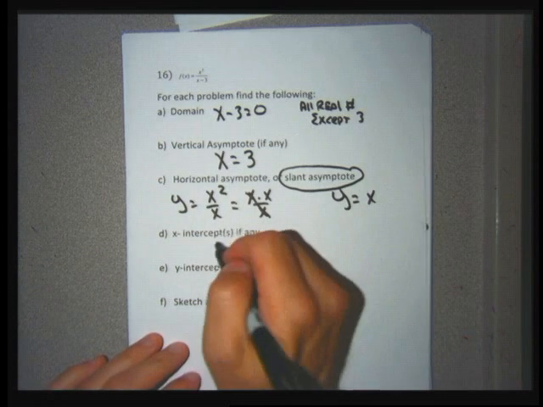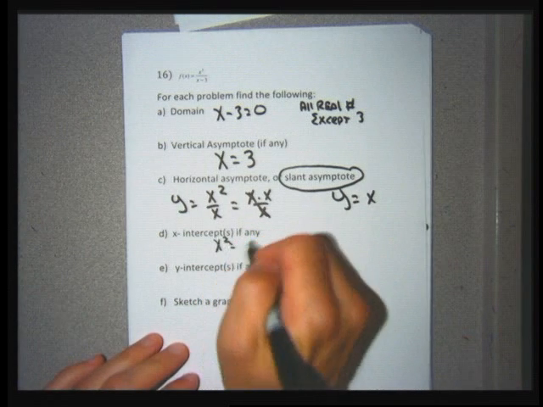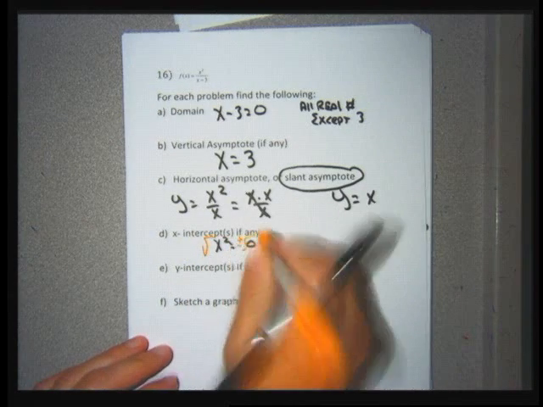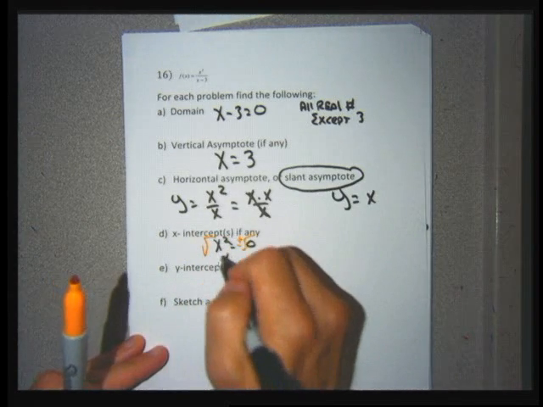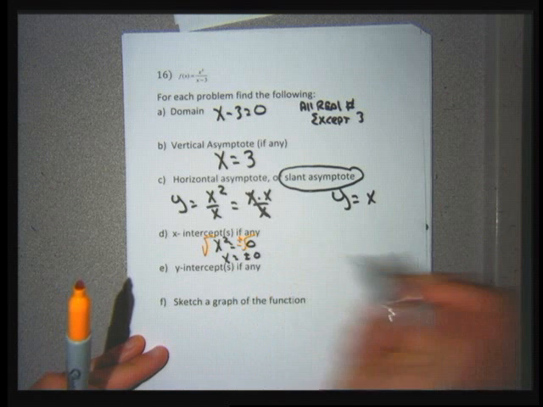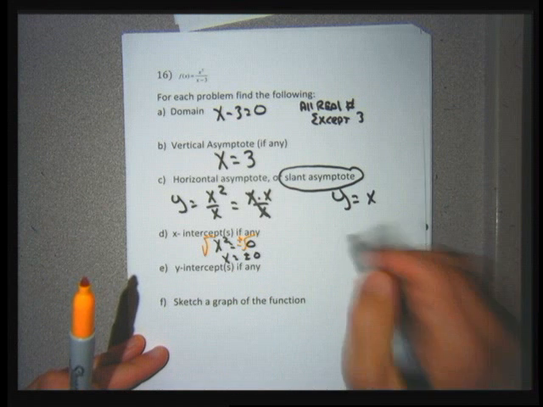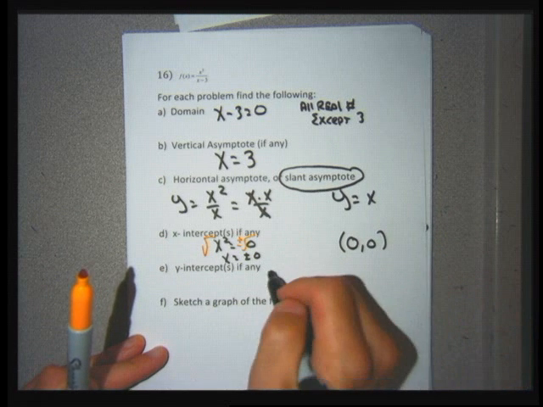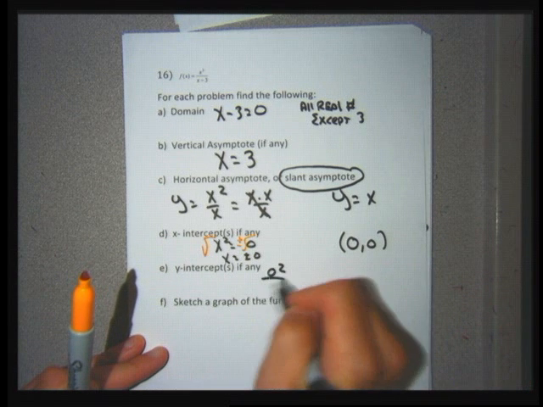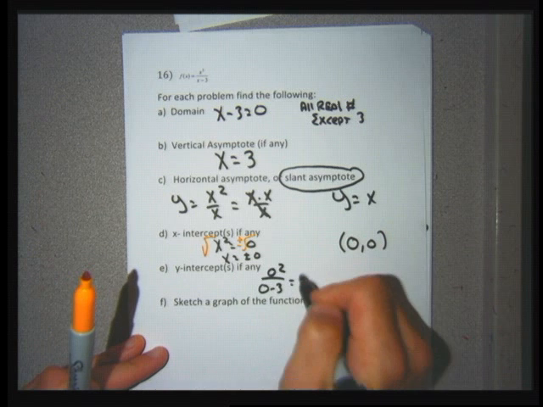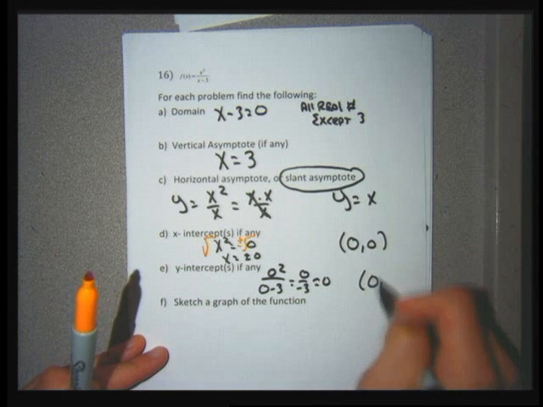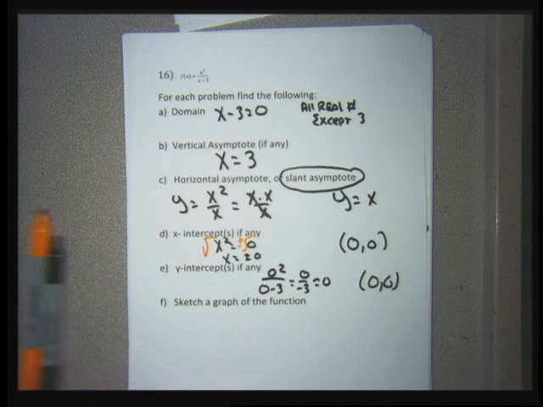For the x-intercepts, you set x squared equal to 0. You go square root, plus or minus square root. You get x equals plus or minus 0. That's only one number. That's just 0. The x-intercept is (0, 0). For the y-intercept, I go 0 squared over 0 minus 3, which is going to be 0 over minus 3, which is also going to be 0. So the y-intercept is also going to be (0, 0).